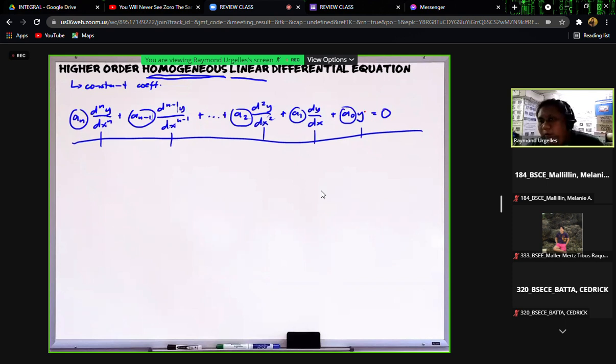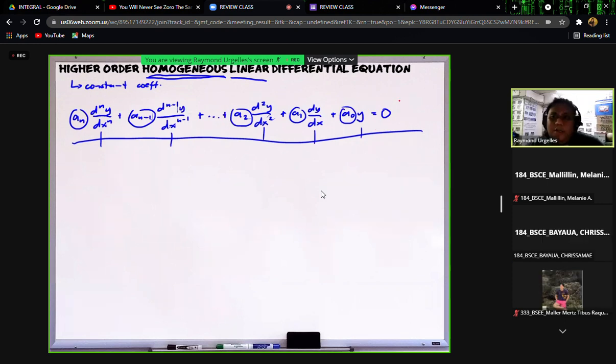Ibig sabihin yan, pag yung y, or yung dependent variable natin sa derivative nila, nilagay natin sa left-hand side, yung matitira sa right-hand side natin is 0. Diba? This is a homogeneous differential equation. Diba? Pag ito ay non-zero, diba?